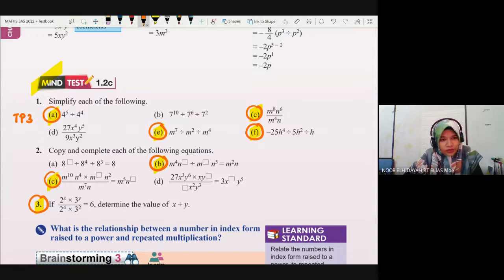Okay, TP3. Simple question that you have to apply. Okay, then question 2 and question 3, this one is TP4. Kalau awak boleh buat untuk question number 2 and question number 3 by your own, okay, ini awak boleh dapat TP4 untuk this topic lah.